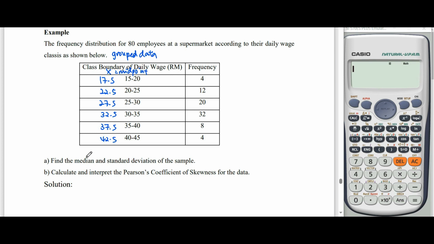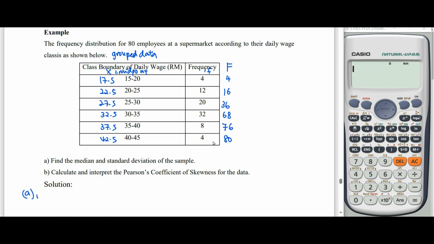To find the median, we need our cumulative frequency. This is just small f for frequency. So accumulate this frequency: 4 with 12, add up 16. So 16 add up with 20, 36. And 36 add up with 32, 68. Then add up with 8, 76. Lastly, add up with 4, we have a total of 80.